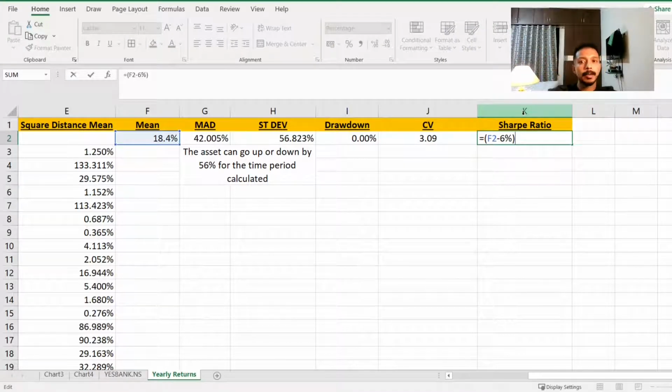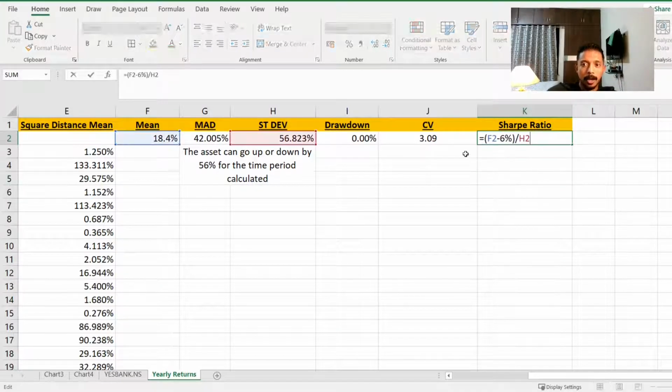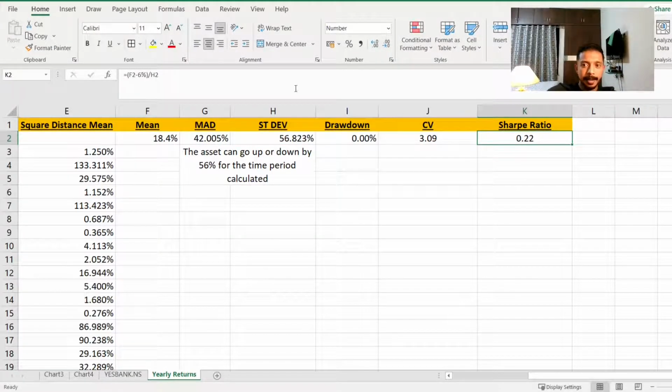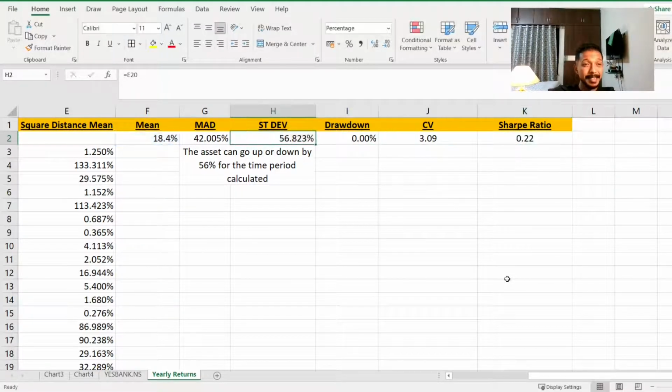You would not calculate risk adjusted return only on 18.4%, because then you are saying that there is no such thing as risk free in India, which is not true, right? So let's say I take 6% as the risk free rate, divided now by the standard deviation. Again, this is used as a ratio rather than a percentage. So 0.22. The Sharpe ratio is not very nice, because the standard deviation is too high.